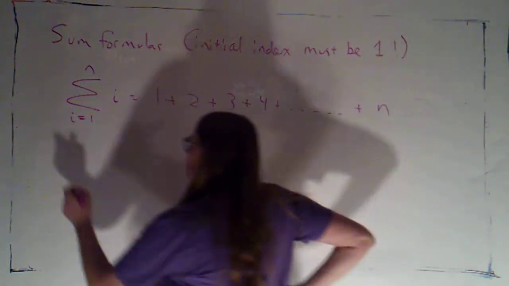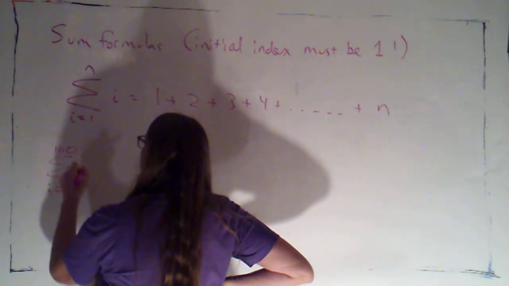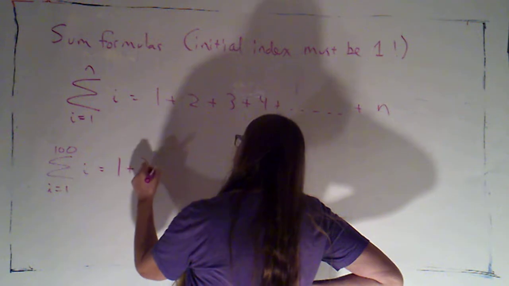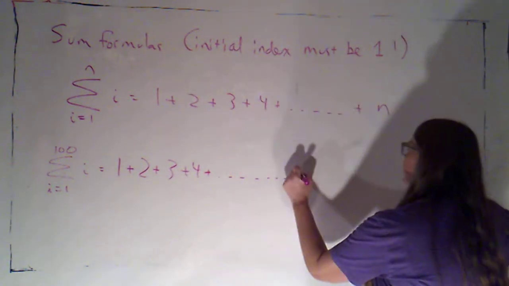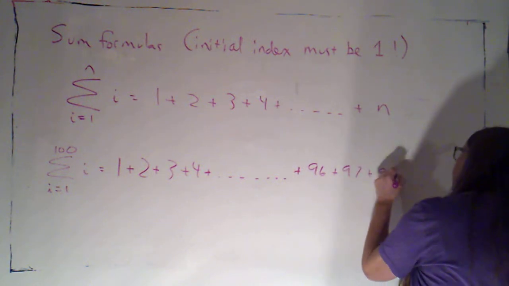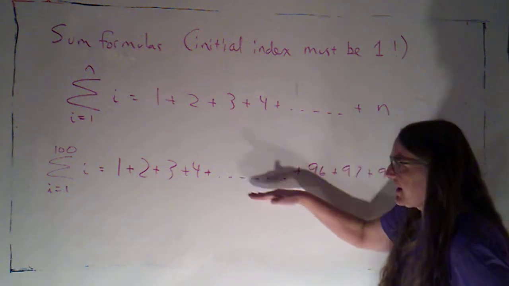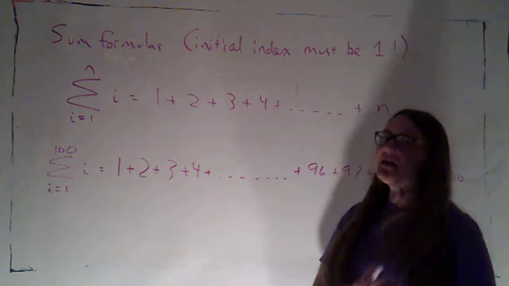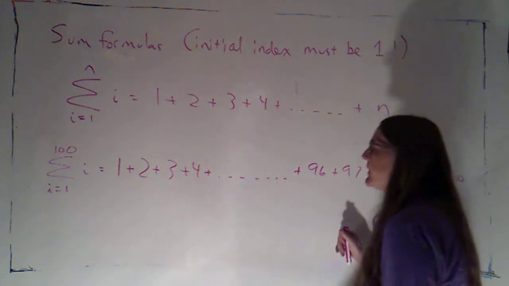Okay. So if I were doing the sum as i goes from 1 to 100 of i, I know that that would be 1 plus 2 plus 3 plus 4 plus 96 plus 97 plus 98 plus 99 plus 100. And of course, I would have all of these terms filled in. Now, here's the not very efficient way of adding all of these up.